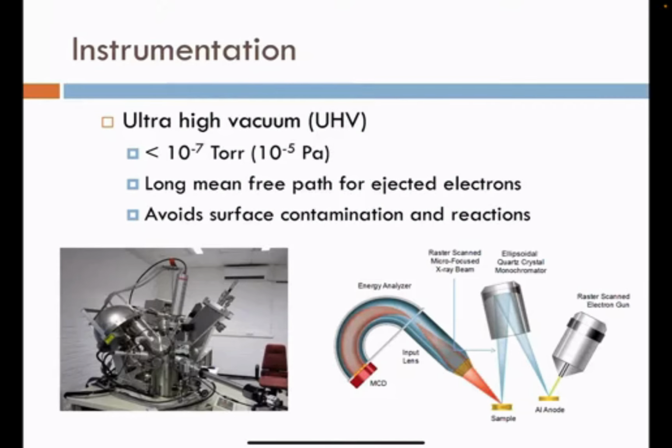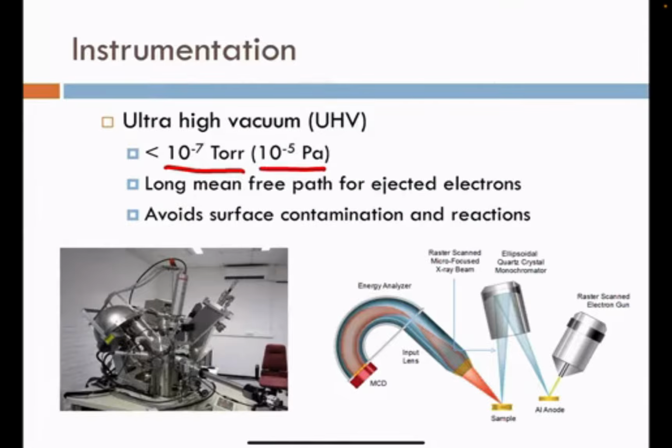So we need ultra high vacuum. The pressure we need is 10 to the power of -7 torr, or if you want to convert to pascals, it is about 10 to the power of -5 pascals. It is a very low pressure, ultra high vacuum technique, and we use turbo pumps to get this vacuum in order for the instrument to work, and to lengthen the mean free path of the excited electrons to the detector without scattering along that pathway.